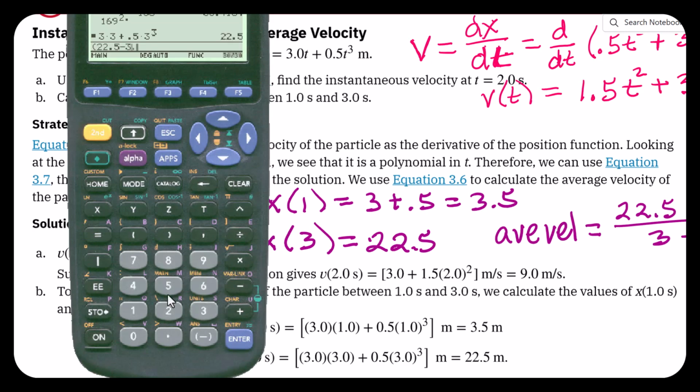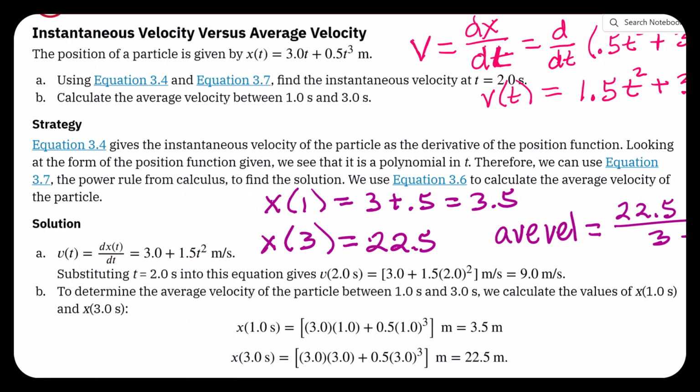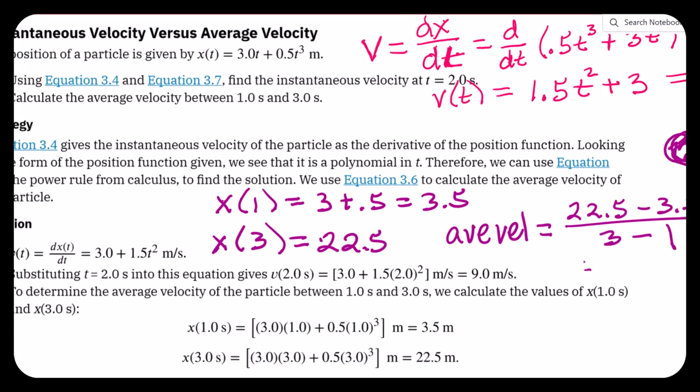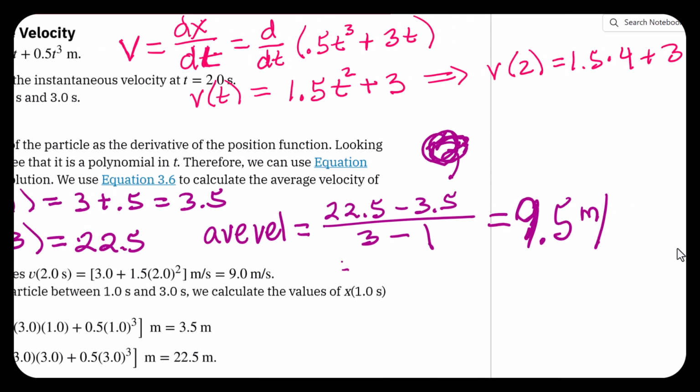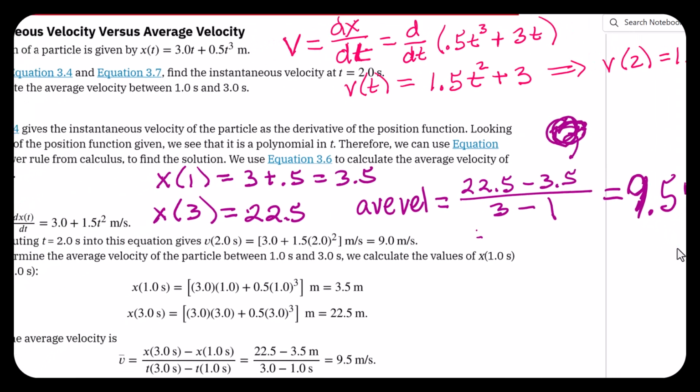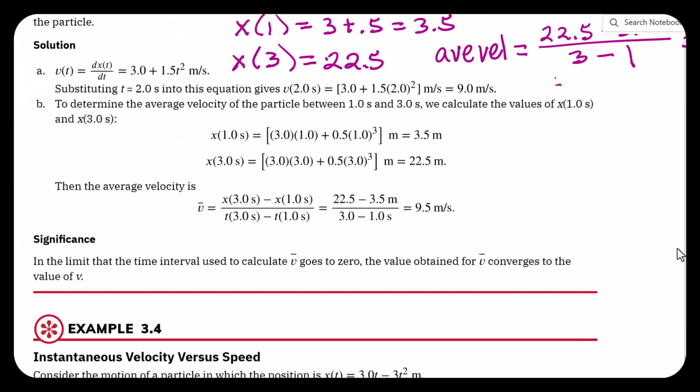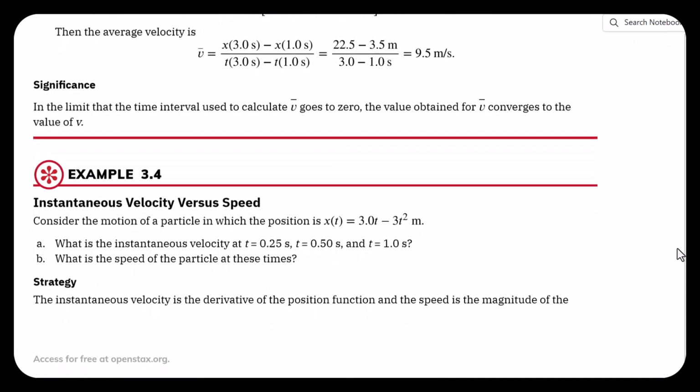Okay, so 22.5 minus 3.5 divided by 2 is 9.5. So the average velocity is 9.5 meters per second. All right, so an average of 9.5 meters per second. So that's pretty great. Does that make kind of sense?